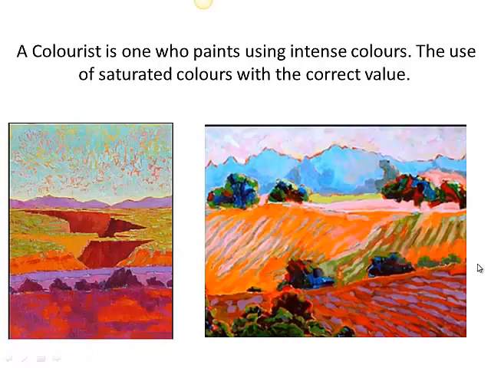A colorist versus a realistic painter is someone who uses, as you can see here, really intense colors, and they use saturated colors, brilliant colors, but they all have the correct value. These colors have the correct value that make that scene or portrait or whatever work. And a person has to be very skillful understanding value and color.